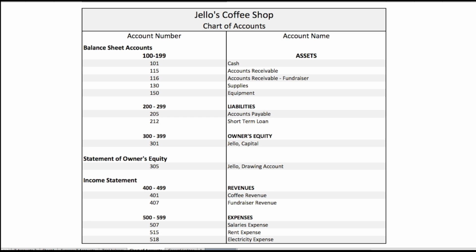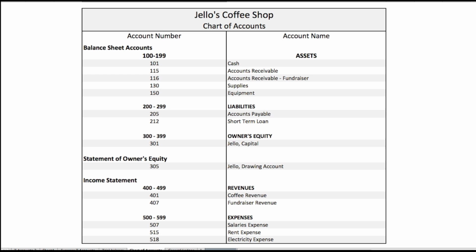In our case, at Jello's Coffee Shop, we'll list all of his accounts here as listed. Each account is given a number and a name. There is a specific numbering system for these accounts. It's a standard accounting practice. The first accounts listed will be those associated with the balance sheet, then we'd follow up with accounts that appear in the income statement and owner's equity accounts.